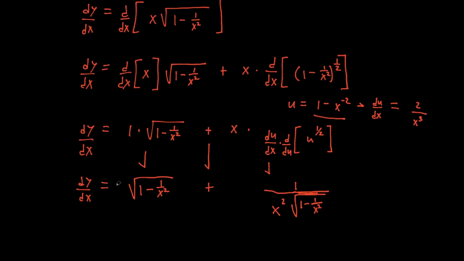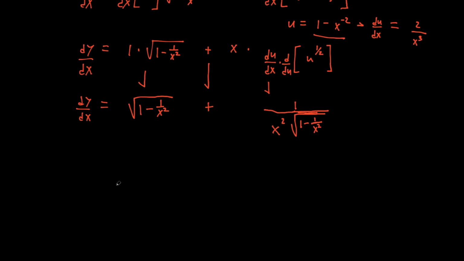So it looks like we're pretty much done, but I'll just rewrite this so it's a little neater. So dy/dx equals the square root of 1 minus 1 over x squared plus 1 over x squared times the square root of 1 minus 1 over x squared.